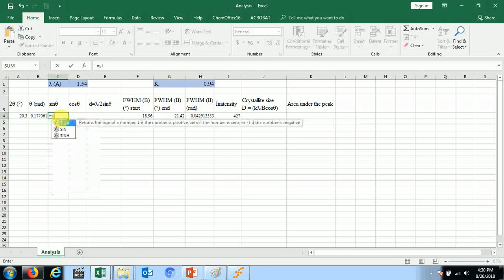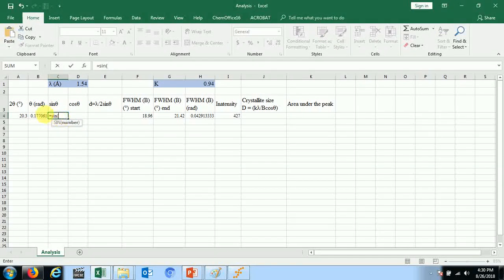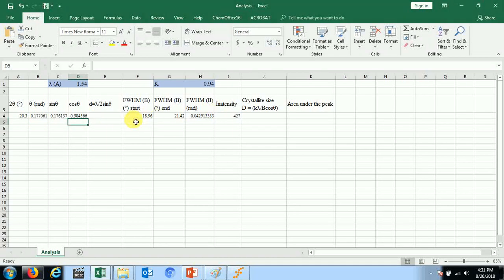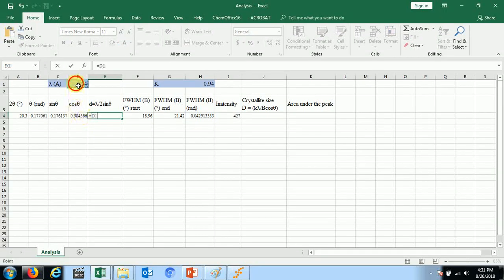Sin theta, cos theta. Now for n equals 1, I can calculate d spacing as lambda divided by 2 multiplied by sin theta.